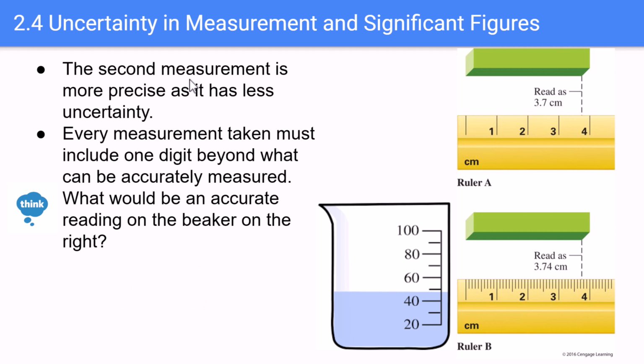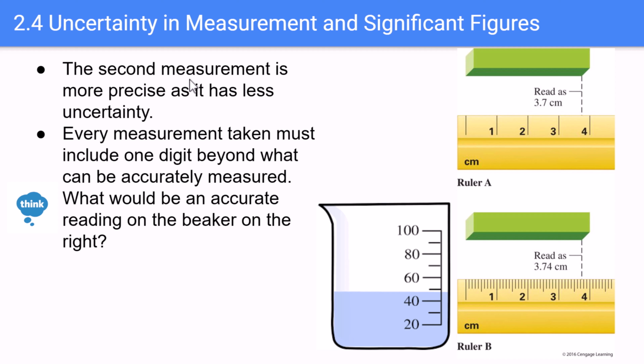So when reflecting on that, the second measurement is more precise. It has less uncertainty in it because the device that we're measuring measures in smaller increments, and that makes it much easier for us to get a more accurate or precise reading. Every measurement taken must include one digit beyond what can be accurately measured. So I'm going to leave you with this question here.